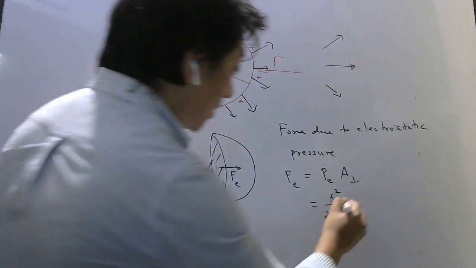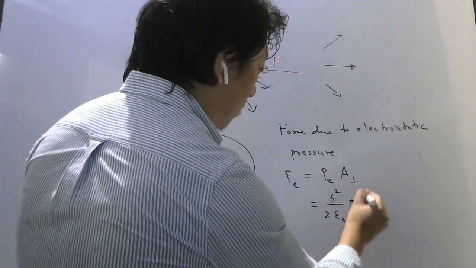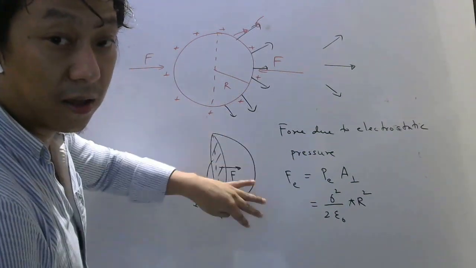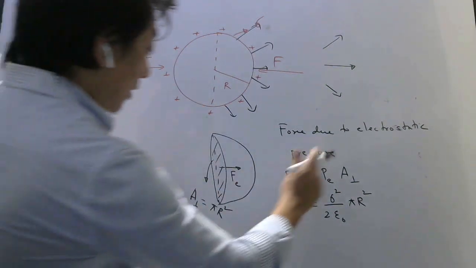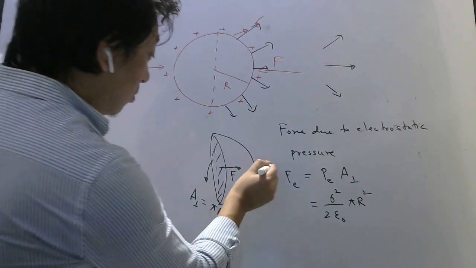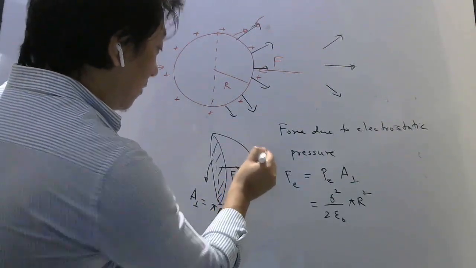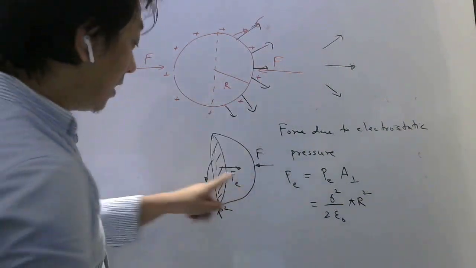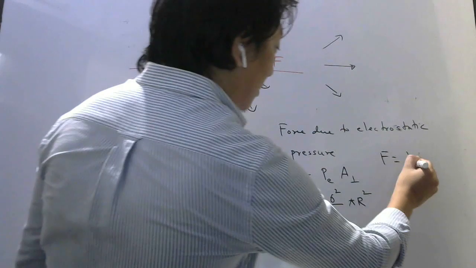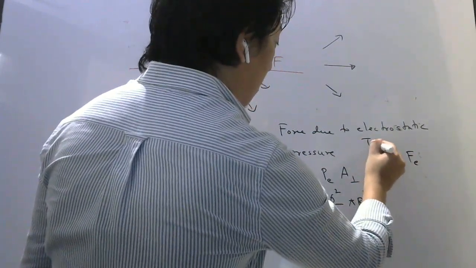And what is the projected area? Pi r square. So this is the electrostatic force on one hemisphere. Now if there are no forces to balance this, it will just fly apart. So you need to apply some external force F, they told. So to balance this, your external force should balance this electrostatic force.